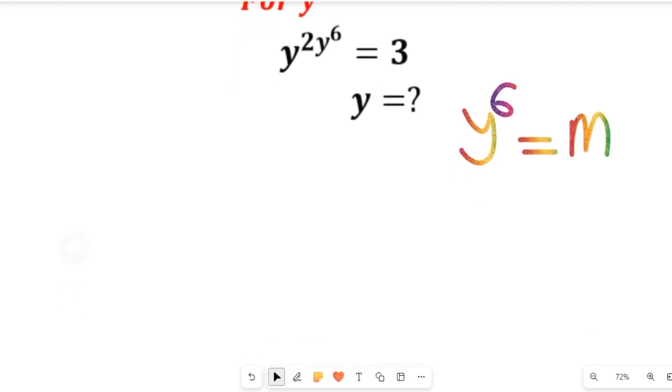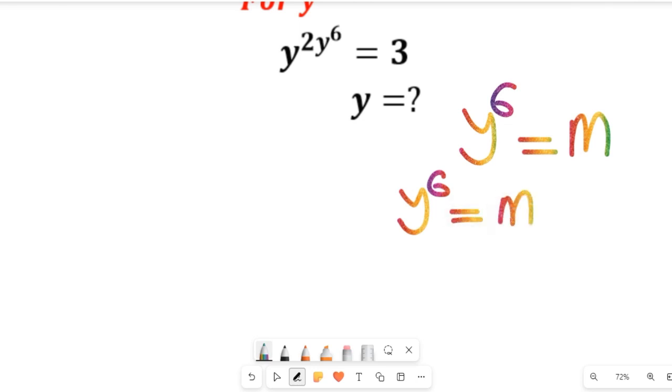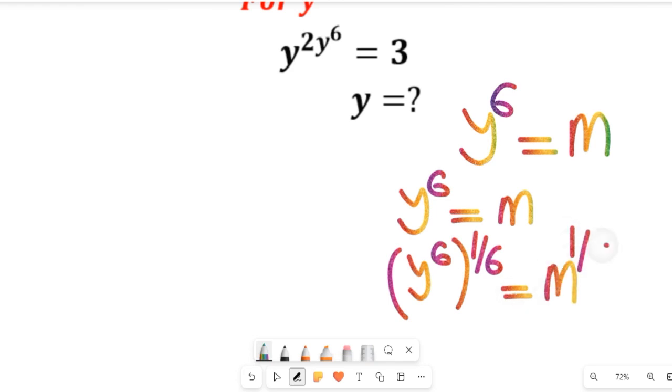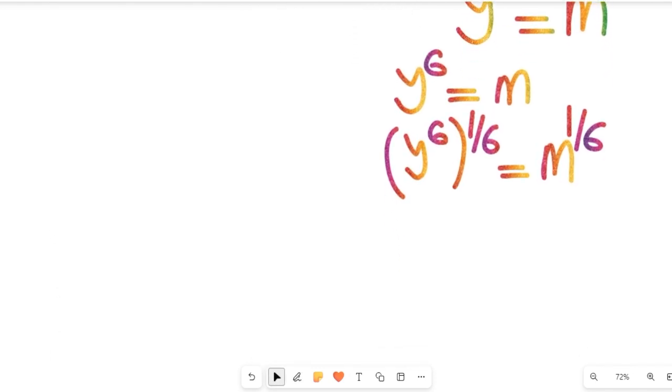So if we are taking that to be equal to m, that expression can now give us y to the power of 6 equal to m. Now let's multiply both sides by the power of the reciprocal of 6. We'll have y to the power of 6 multiplied by 1 divided by 6, and that will be equal to m to the power of 1 divided by 6. Remember, whatever you do to the left hand side, you must definitely do it to the right hand side.